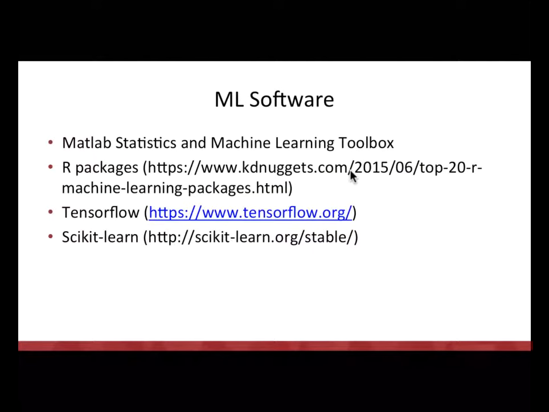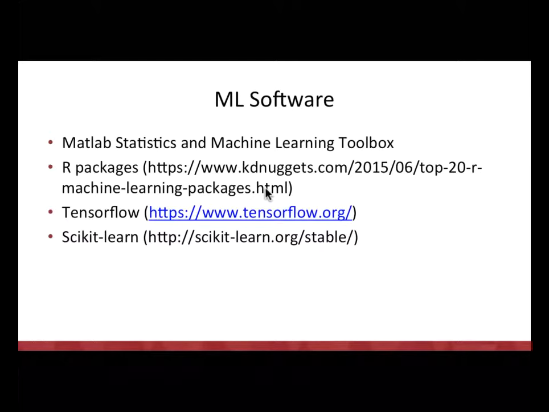Here are some common software packages. I'm a MATLAB guy, so I tend to use MATLAB, although I'm learning R. And so, as it turns out, the machine learning examples that I showed you, that's not true. The first random forest was done in MATLAB. The second one with the convolutional network was done in R. And there are tons of R packages for machine learning. If you go to this website, you'll get the top N.